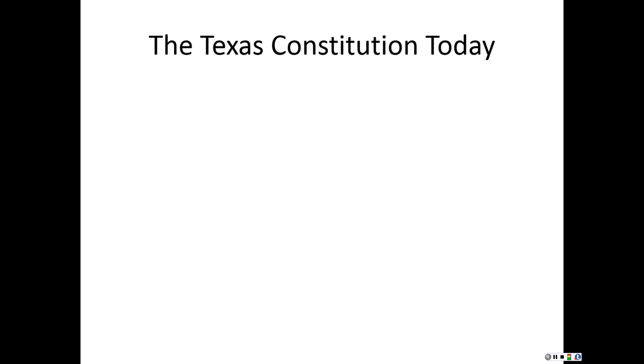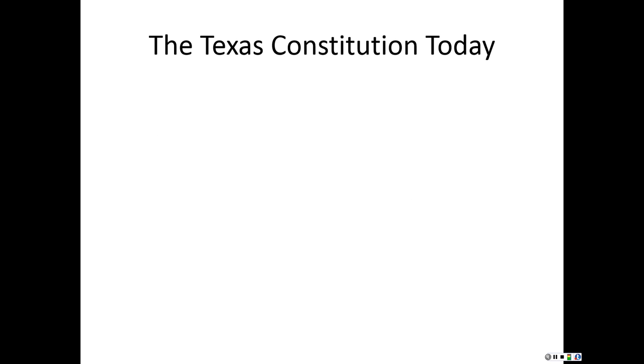The Texas Constitution today. The United States Constitution was designed to create a strong central government that would nevertheless be restrained and non-tyrannical. This means that the U.S. Constitution is brief and allows for a great deal of flexibility. It is comprised of 7 short articles, and our U.S. Constitution has only been amended 27 times and is a total of 8 pages long.